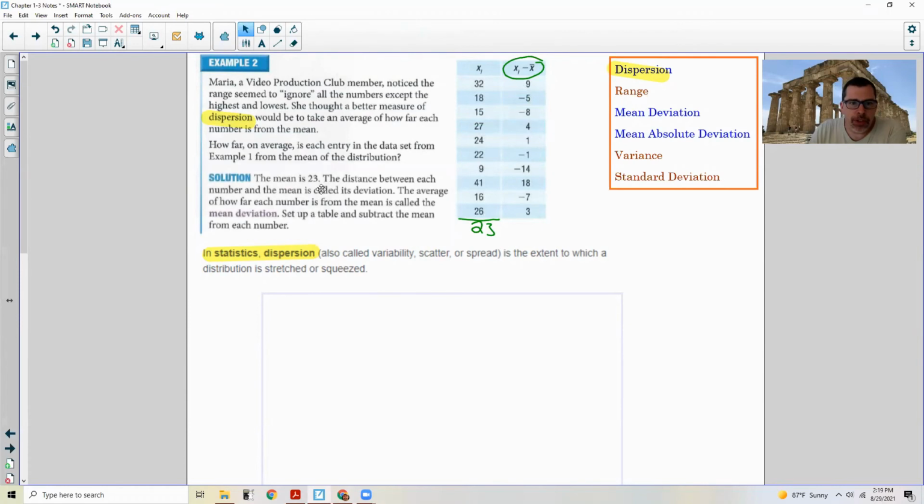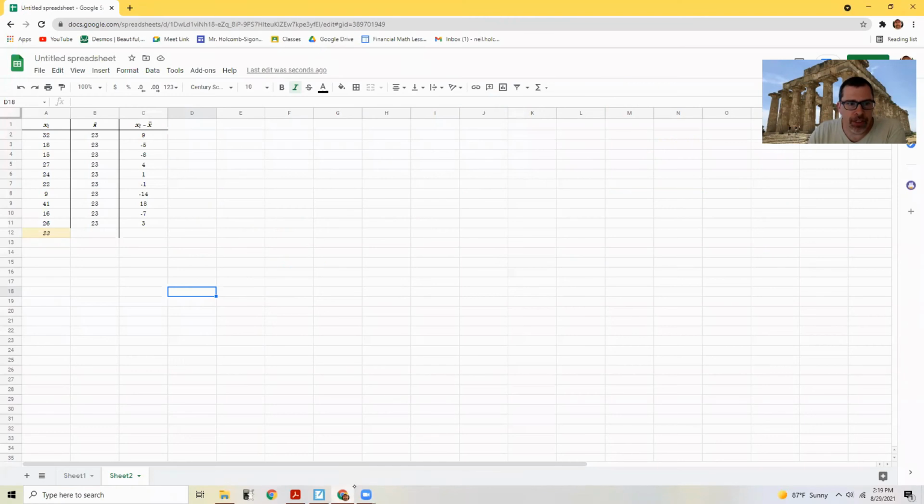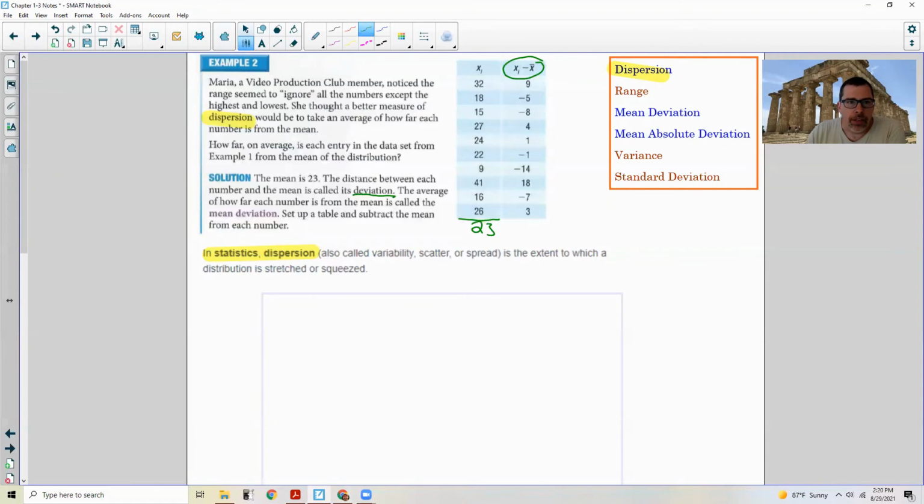So the mean is 23. The distance between each number and the mean is called the deviation. So there's another word, deviation. So how far it deviates, mean deviation. See that right there? Okay. The average of how far each number is from the mean is called the mean deviation. Set up a table and subtract the mean from each number. So that's what I just did. Okay, so these are the mean deviations. Alrighty. All right, so let's get rid of this here.